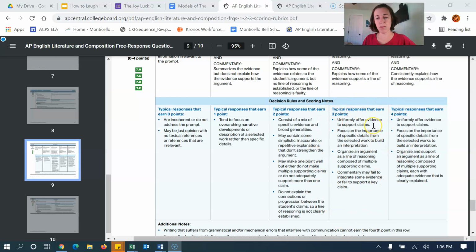It uniformly offers awesome evidence to support claims. It focuses on specific details in a really fluid way. Its line of reasoning is so strong, but it does fail to integrate some evidence that is central to the key claim of how close they are and how much they understand each other. Still, though, a 5 is a great score. I give this an 8 in the old world, and that is fantastic.